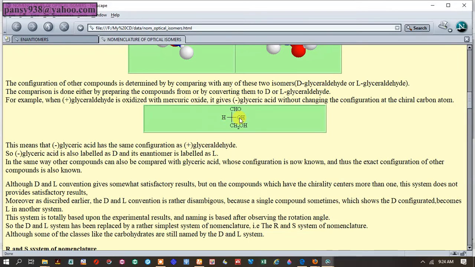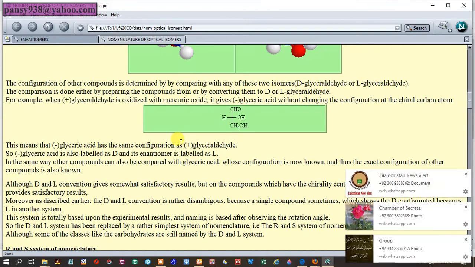And if the hydroxyl group around them is at right side, it is of D series compound, capital D. And if the hydroxyl group is on left side, it is a L series compound. Remember, L here is written in capital form.